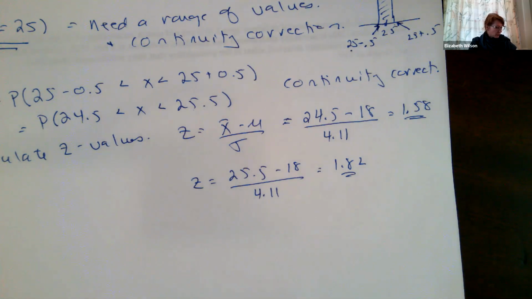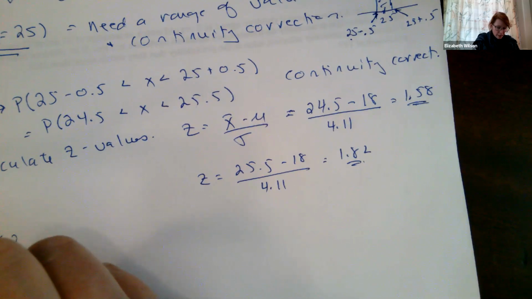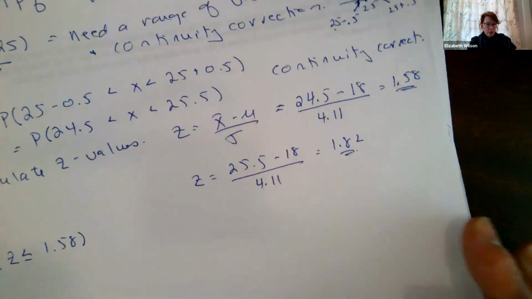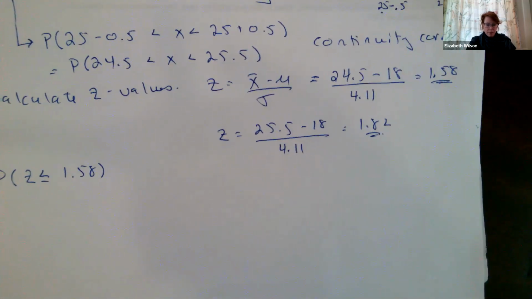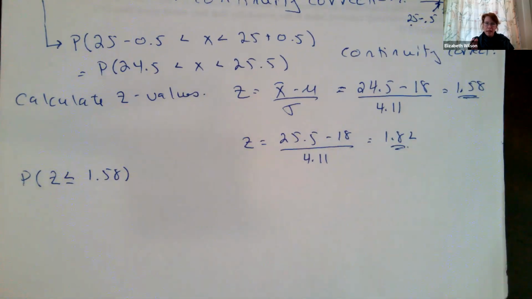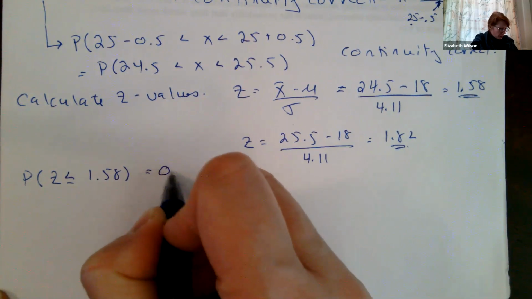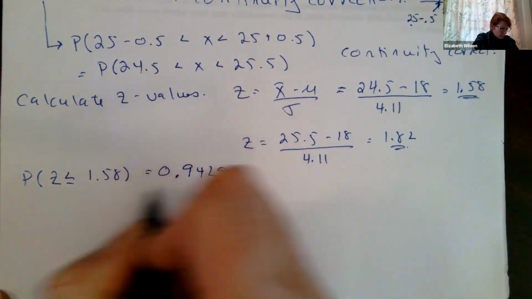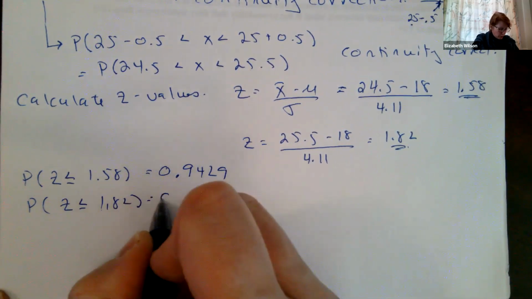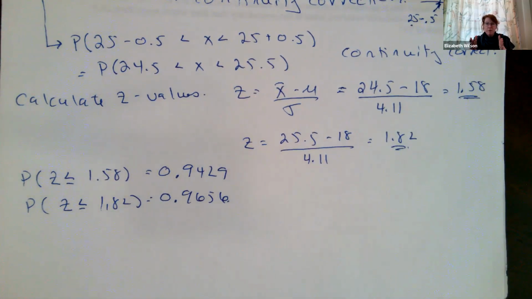Okay, so I'm looking this up. Now I'm going to use these values here. I'm looking at the probability that z is less than or equal to 1.58. Remember, our z table tells us the probabilities that are less than or equal to that z. So when I look up on my table, for 1.58, I get 0.9429. And the probability that z is less than or equal to 1.82 is equal to 0.9656. So what I want is a range of values between those.